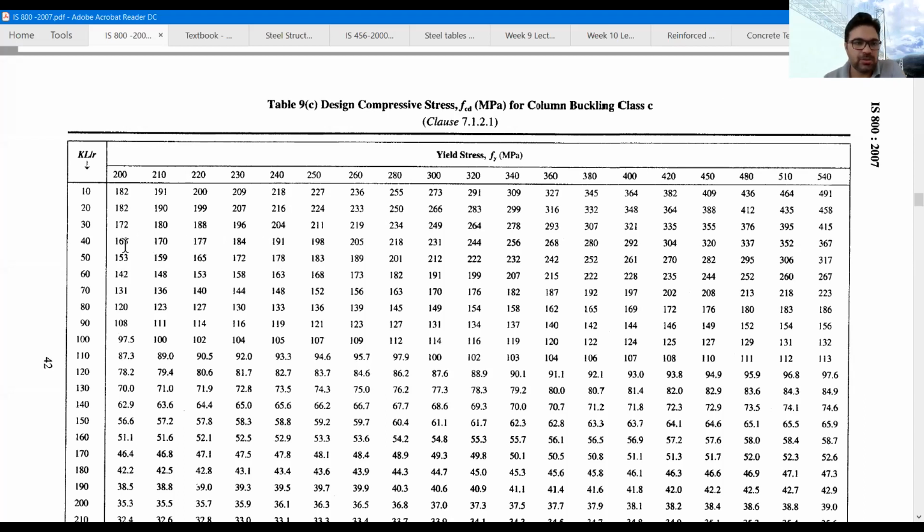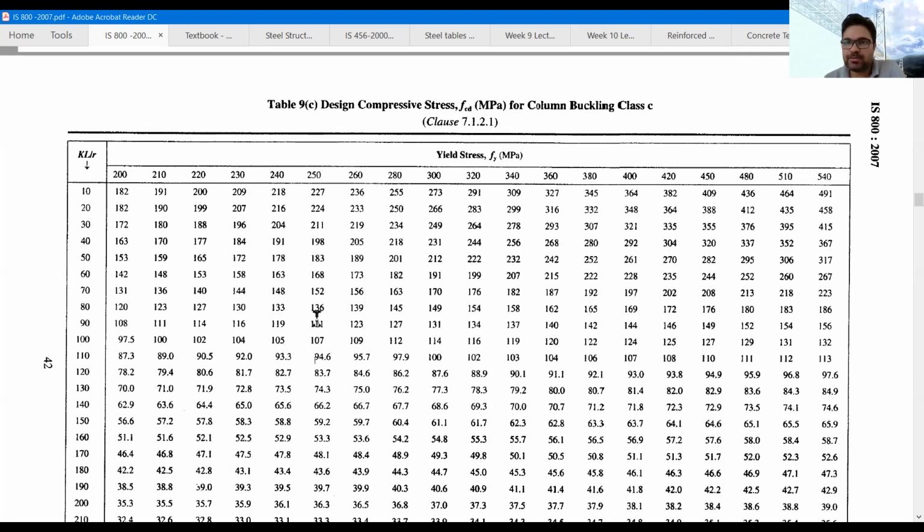So our lambda value is 108, which is between 100 and 110. Here you can see the lambda value, which is KL by R, it is 100, and corresponding to this 100 value, if we look for Fy 250, this value will be for the 100 lambda value. Similarly, for 110 lambda value, it will be 94.6. Okay, so this is how we look for it, and now our value is between 100 and 110 lambda value. So we have to interpolate it.